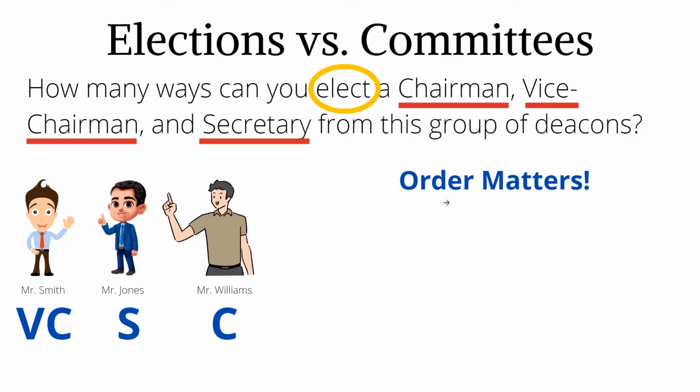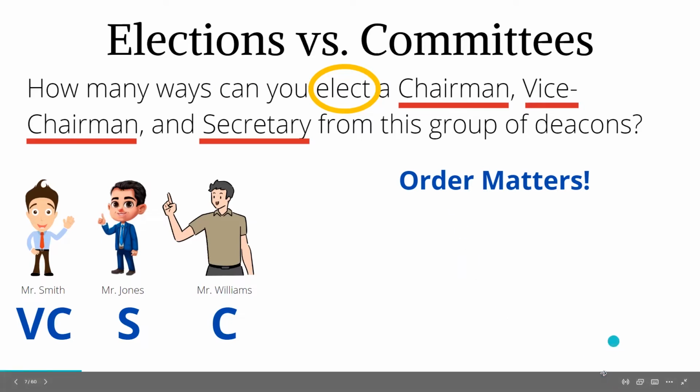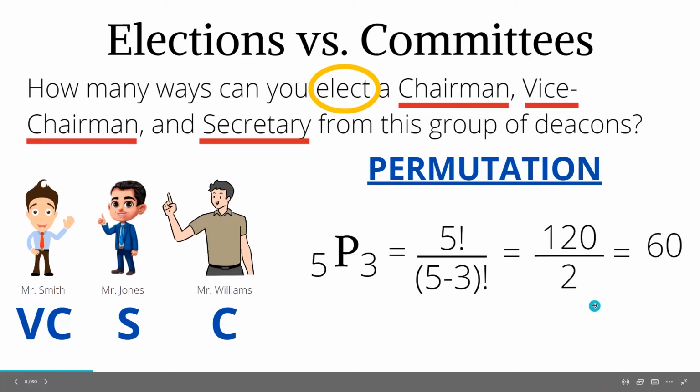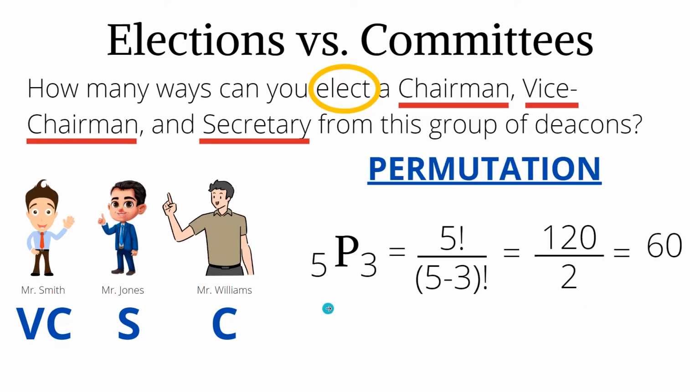Now, this is what we talked about in the last section when we were talking about permutations, and that's how we figured this out. So in a permutation, if you were answering this question, you would have 5 total deacons. We're going to pick 3 of them to be officers. You plug it into this formula and you end up getting 60 as your answer. So there's 60 different ways to elect those 3 positions from our group of 5 deacons.